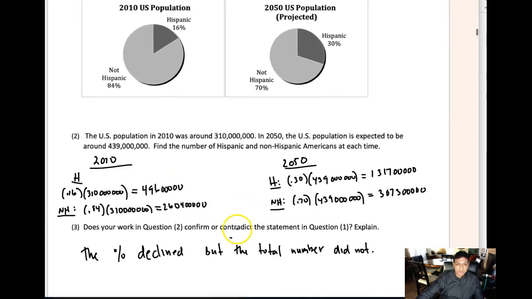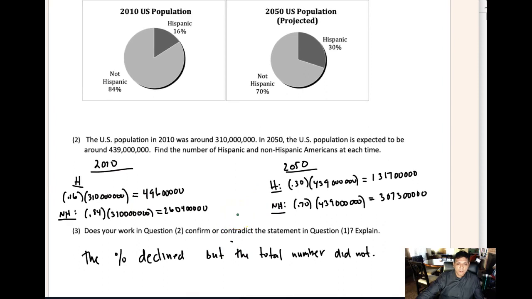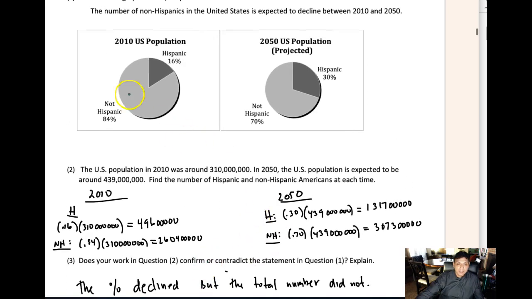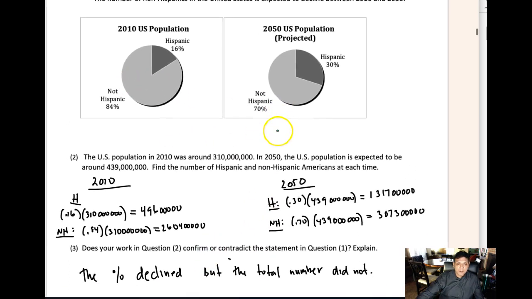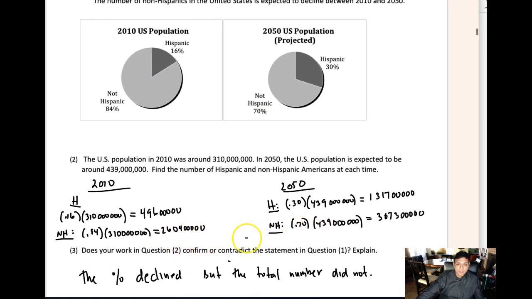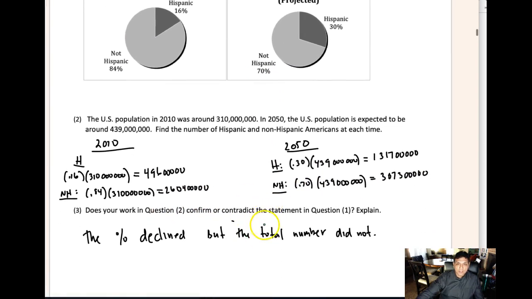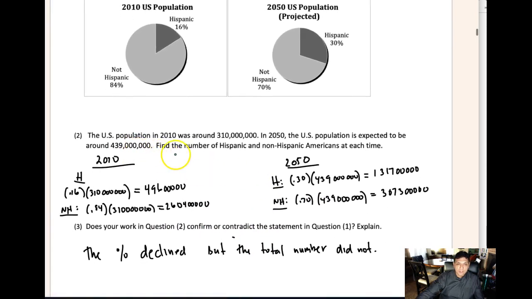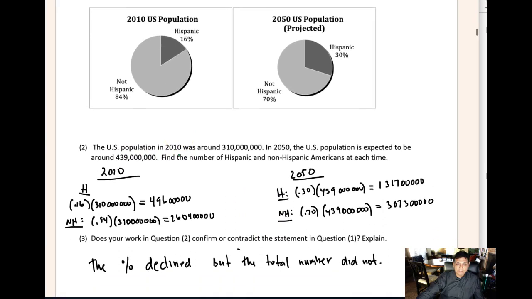You get your answer. Does your work in question 2 confirm or contradict your statement in question 1? The percent declined, but the total number did not. So you can see the not Hispanic percent declined, but there are more people now than there were before. So you want to make sure, again, in reference to the whole, we have more in the later year. That's it.